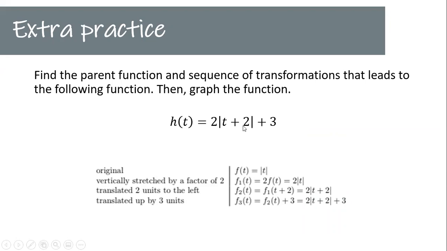But we also see that there is going to be a shift here and a shift here. So we know that the t plus 2 is going to shift us 2 units to the left, and that this plus 3 is going to shift us 3 units up. So you can see all of these answers right here.